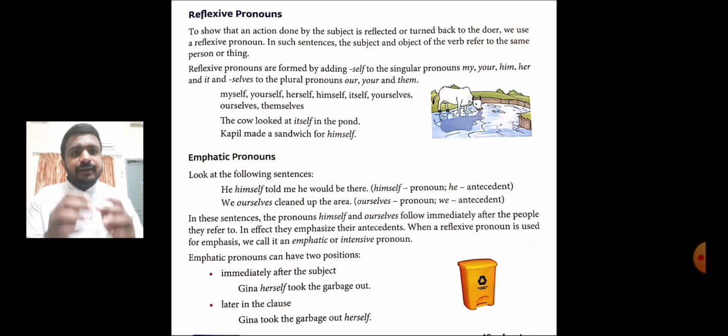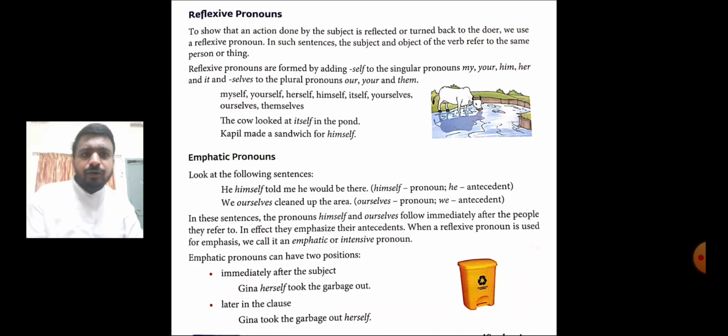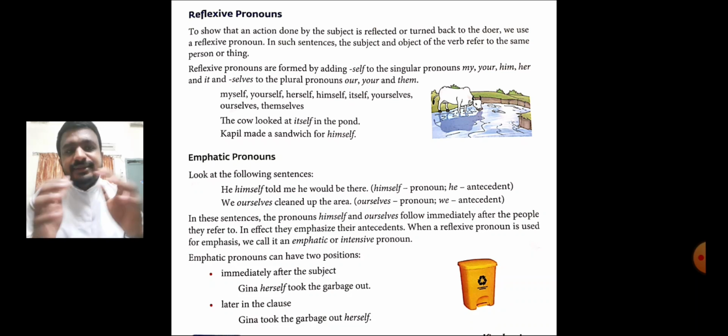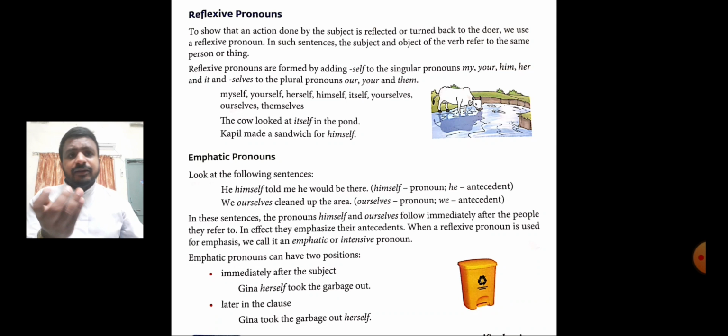There you need to understand that the subject and object of the verb will be referring to the same person or thing. Or look at the next example. The cow looked at itself in the pond. Now, what are the reflexive pronouns? Myself, yourself, herself, himself, itself, yourselves, ourselves, and themselves.